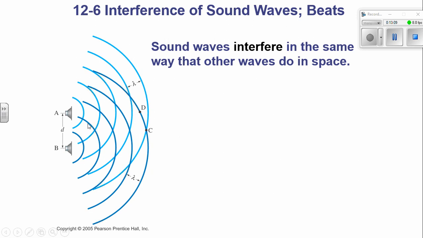Then, if you notice right here, you have the crest of the blue wave at the trough of the light blue wave, and then you have the same thing here, and here, and here at point D.